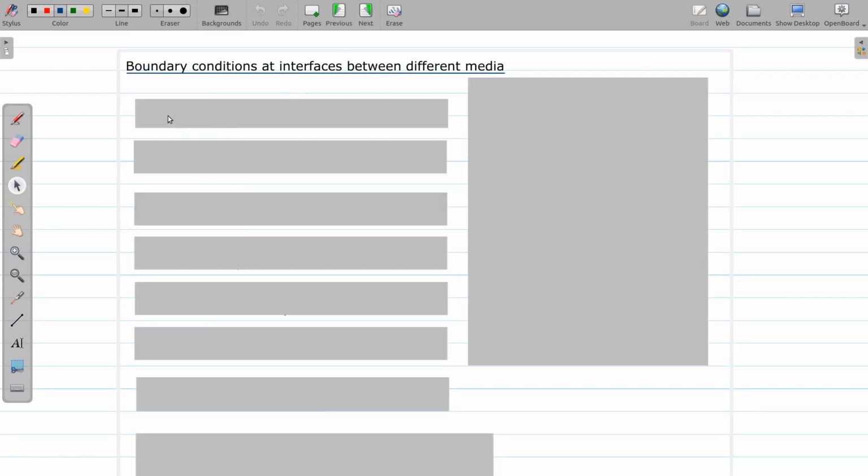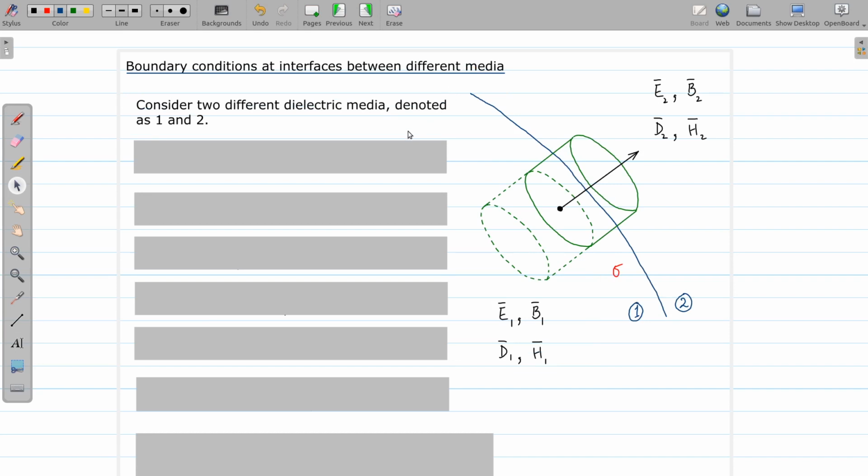So, the boundary conditions at the interface of different media. Suppose I consider two different media which are denoted as 1 and 2. This is one medium, which we call medium 1, and this is another medium which we call medium 2. In the first medium, the electric field is E1, magnetic field is B1, electric displacement is D1, and the magnetic intensity is H1. Similarly, in the second medium it is E2, B2, D2, and H2.